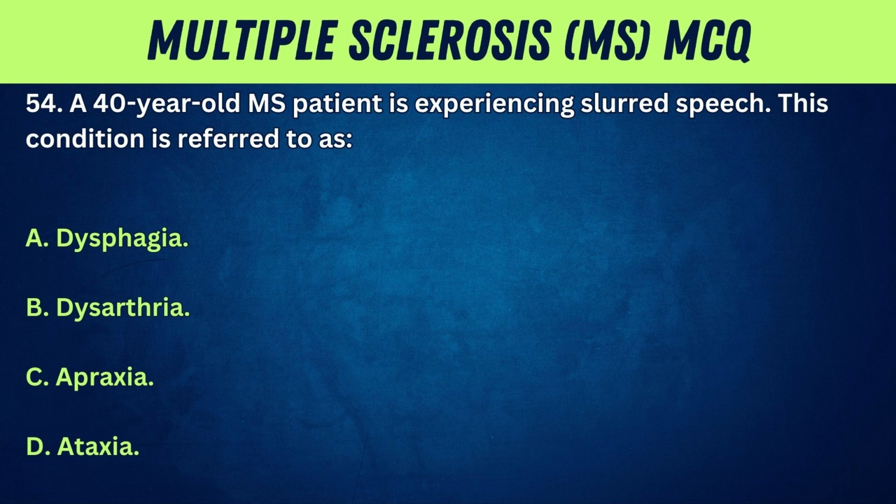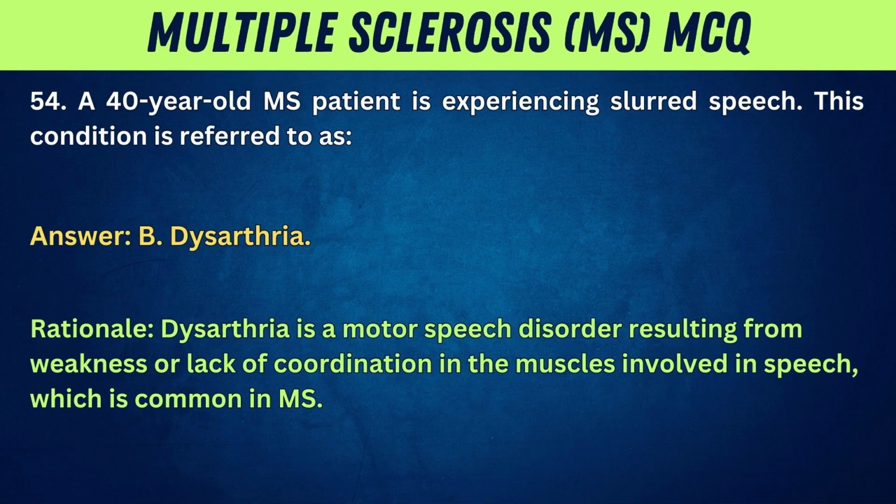This condition is referred to as A. Dysphagia. B. Dysarthria. C. Apraxia. D. Ataxia. Answer: B. Dysarthria. Rationale: dysarthria is a motor speech disorder resulting from weakness or lack of coordination in the muscles involved in speech, which is common in MS.